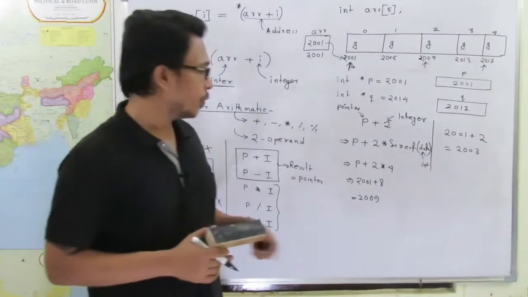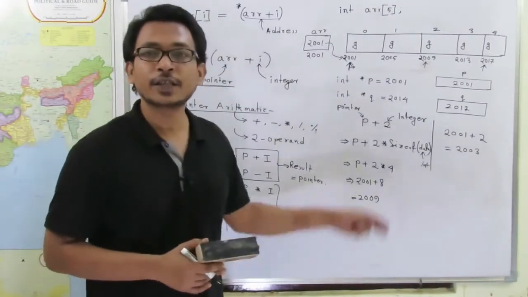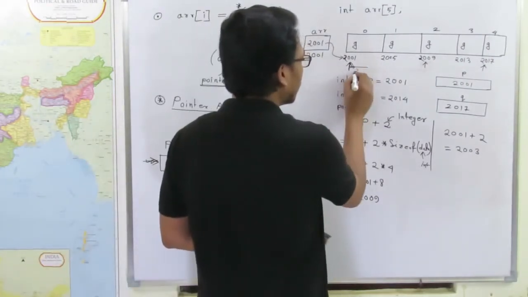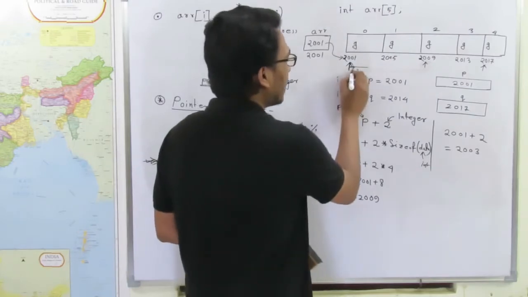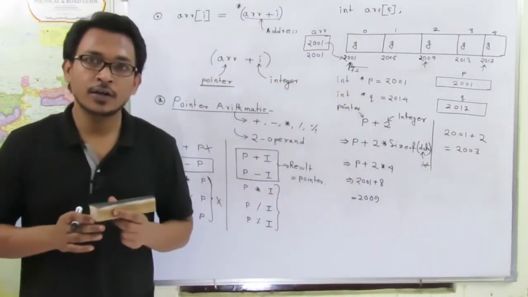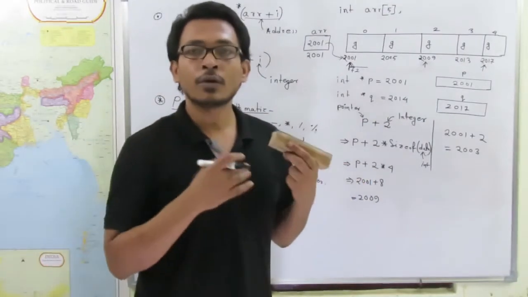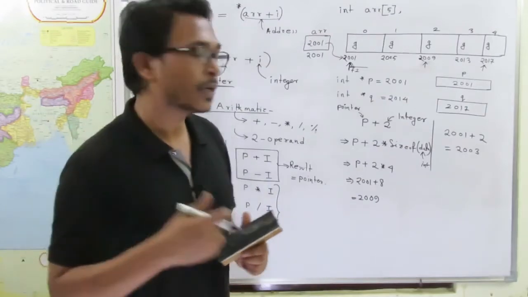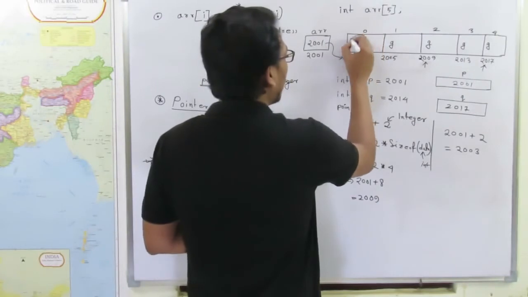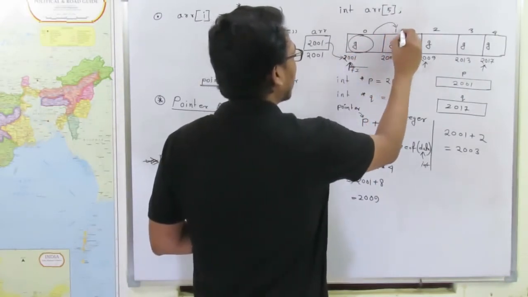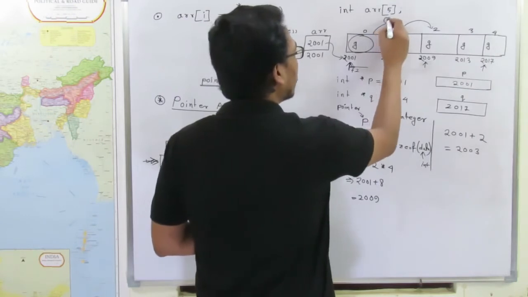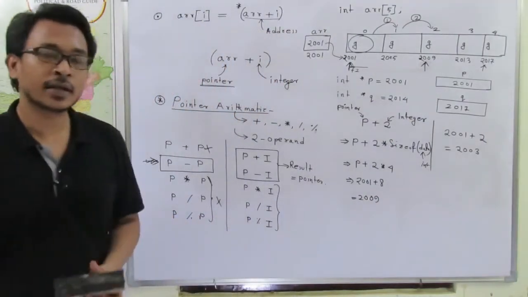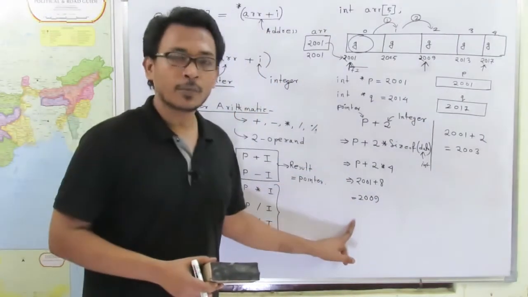So what happened here, how did we get this 2009, and what is the meaning of this operation? Look, when we add 2 to this base address 2001, it will give us the result after 2 blocks. After 2 blocks, what will be the address? Consider here, from this block, the next block is this one, the next block is this one. So this one is 1, this one is 2. Because of that we get this address as the result of this operation. Clear? Hope you understand the concept.